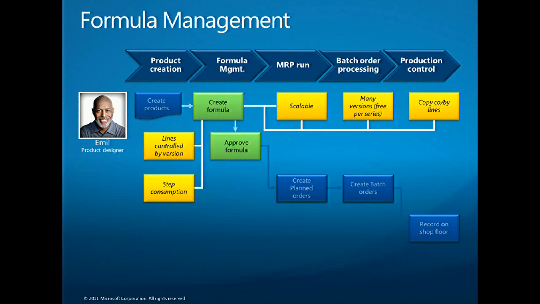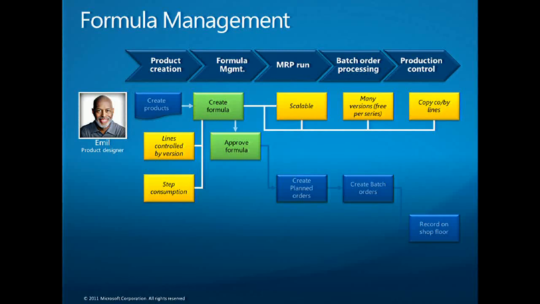On the bill of material, it's pretty open. You can create lines without a version. You can create a version without lines. And you can basically have a bill of material which is approved without any lines. But all that is more controlled in formula.